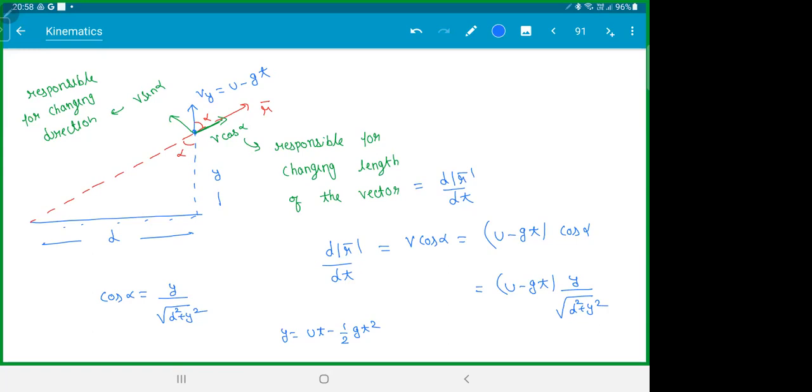Right. Please check it out. This is the alternate way to do it. This is a much faster way. Actually understanding what d mod r by dt means: it is the component of velocity along the vector.